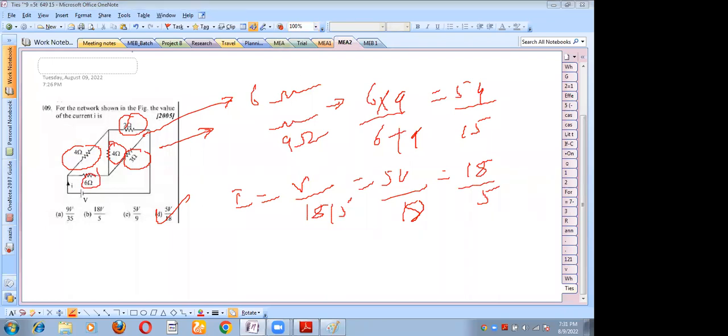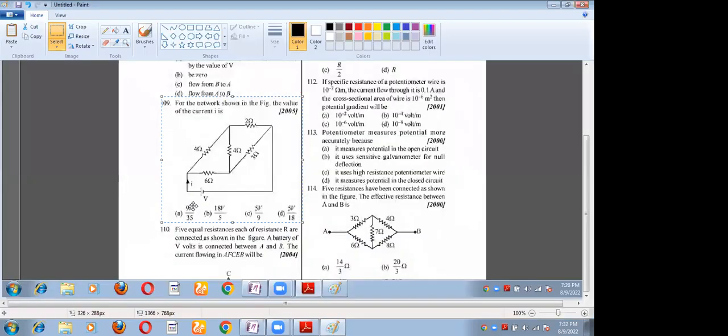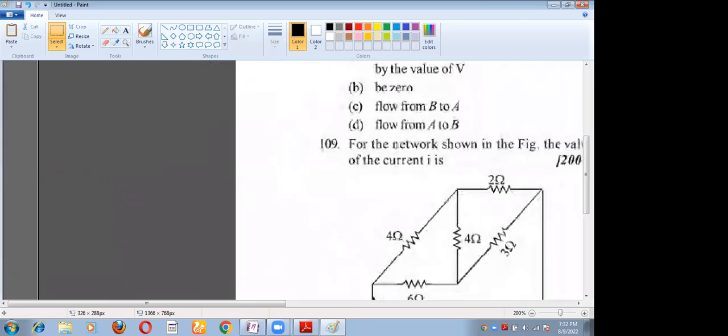So this is how to solve questions based on the Wheatstone bridge, right? Same with this question number 114. Same concept is there, so I will give you an assignment. You can do that. Question number 114. All right. So this is how we should solve.